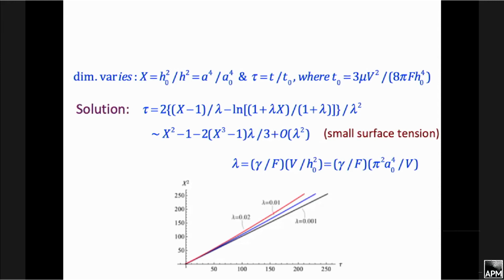Now, for small surface tension or large Bond number, as it's sometimes said, then we find that tau goes like x squared minus 1, more or less again like a circle, with a correction that we can work out. And that correction is really rather small for relatively small surface tensions, as you more or less saw on the experiment.